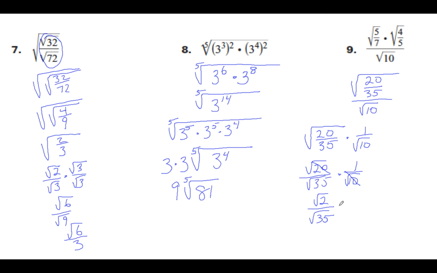Now we're going to rationalize the denominator like we did on the problem number 7. Root 35 over root 35. The top is root 70. Bottom 35. No perfect squares in 70, so we just leave that the way that it is.